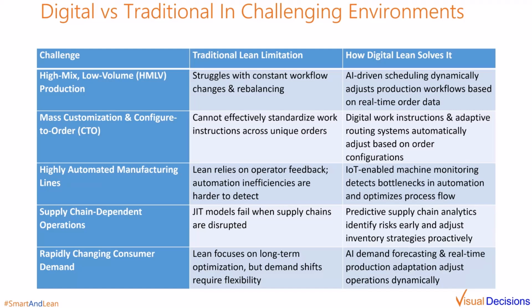Highly automated manufacturing lines can also create difficulties. In automated environments, inefficiencies often occur between machines rather than within individual workstations, making traditional lean's manual tracking methods insufficient. Digital lean incorporates IoT-enabled machine monitoring and AI-driven analytics to detect inefficiencies in real time, ensuring that machine-to-machine interactions remain seamless and production remains balanced.